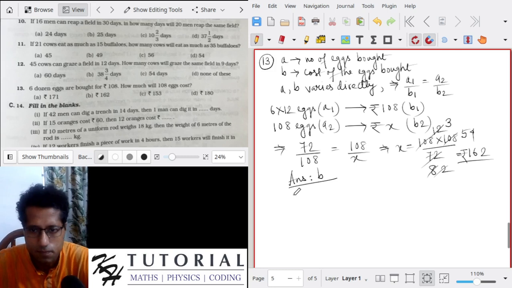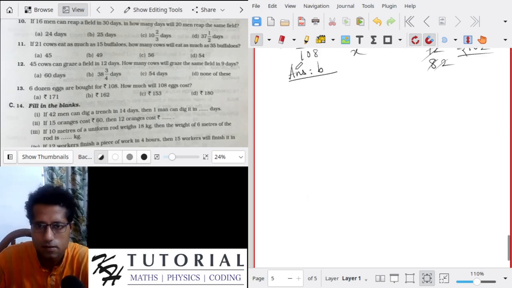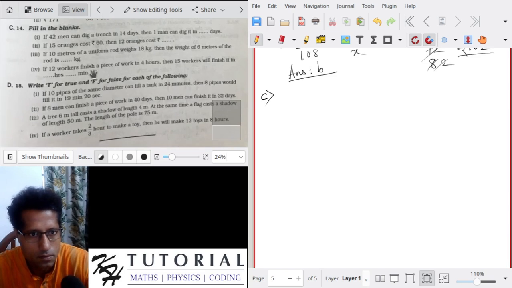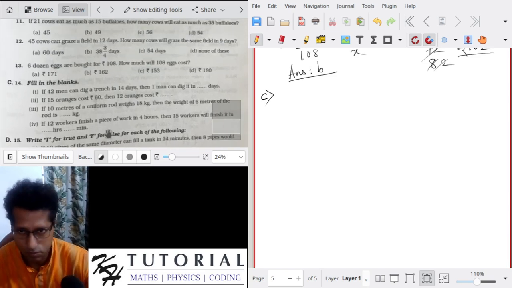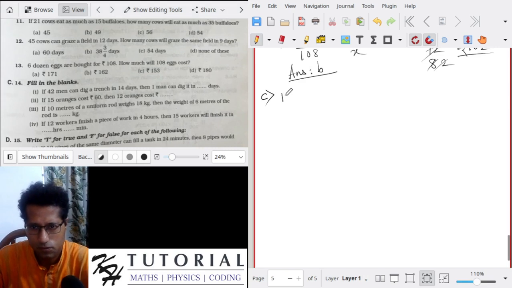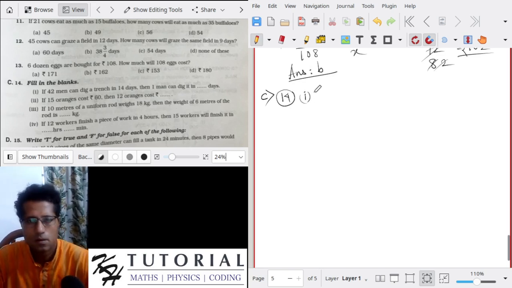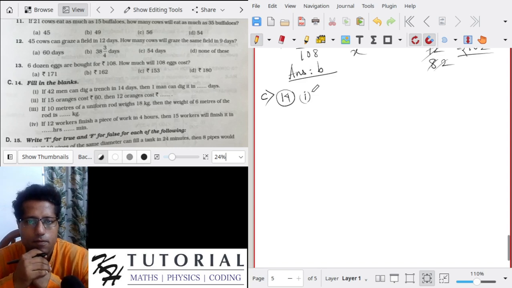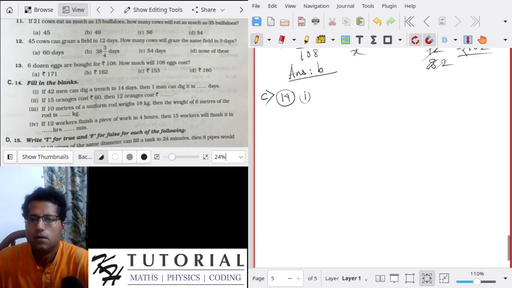So we completed section B. Now let's start section C, and these are fill in the blanks. Question 15. Okay, we have 15 also. So these questions are fill in the blanks. Question number 14, part 1. So 42 men can dig a trench in 14 days, and then one man can dig it in how many days?